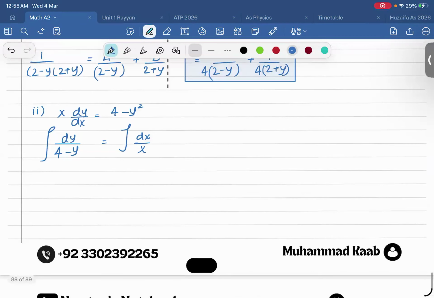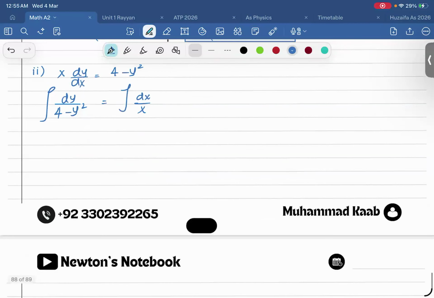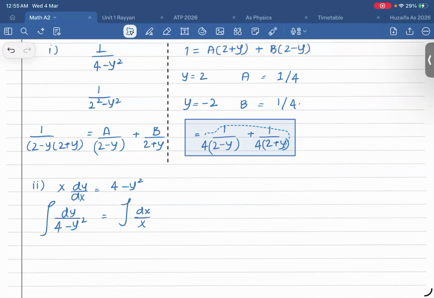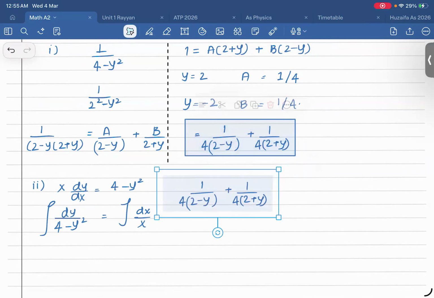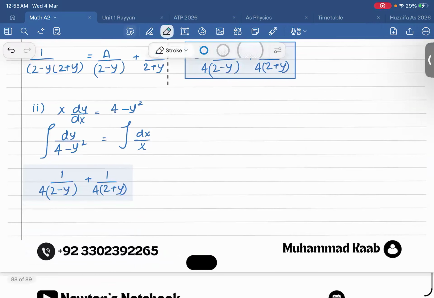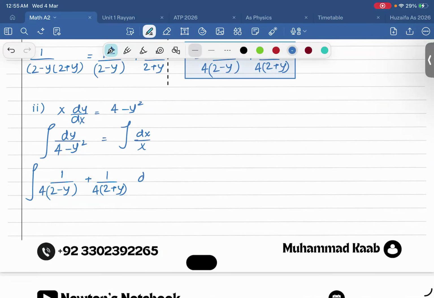But before that, we know that 1 over 4 minus y squared can be written as this thing, right? So basically we have to integrate this with respect to dy. Okay, and that is the integration with respect to dx, right? Now let's try.